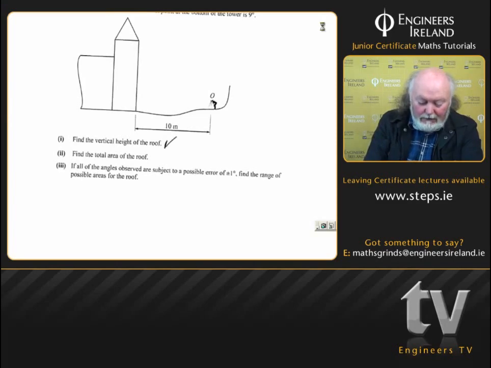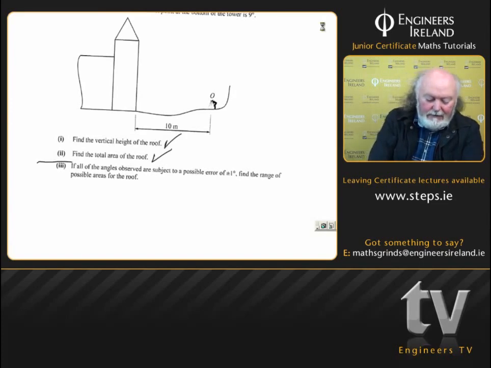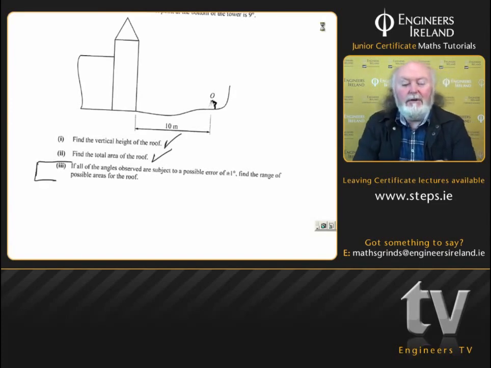We have already worked out the vertical height. We also have worked out the area of it. It's saying if all the angles, and this is the bit that you really have to think about, it's not beyond you, it's just a different thought. That's all it is. If all of the angles observed are subject to a possible error of plus or minus 1 degree, find the range of possible areas of the roof.